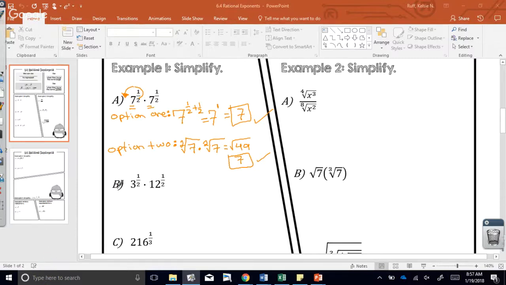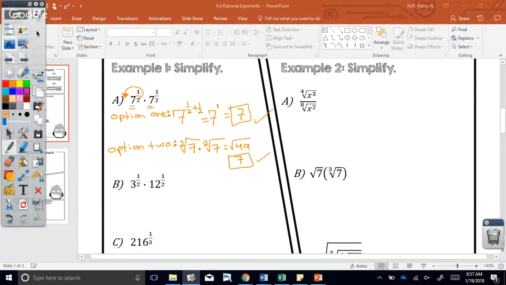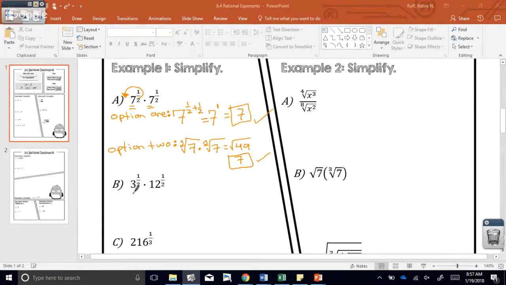Okay, which leads us to the second problem. The problem looks similar, but if you notice this time, we have a 3 and a 12, so we have different bases. We cannot use option 1, or we cannot use exponents, so we're going to use radicals. So I'm going to rewrite this. We said 1/2 is the same as the square root, so I've got the square root of 3. Similarly, I've got the square root of 12.